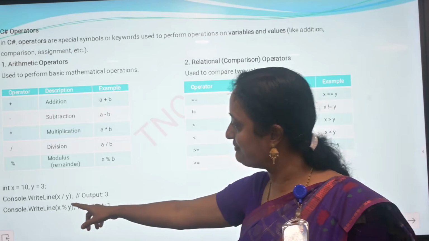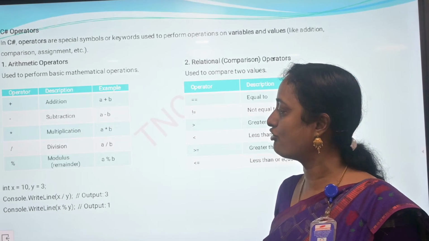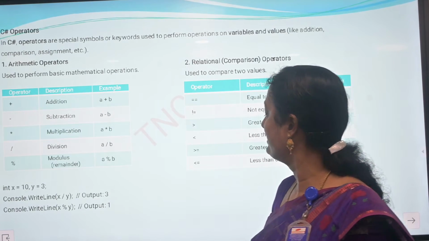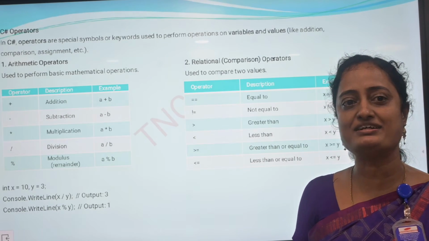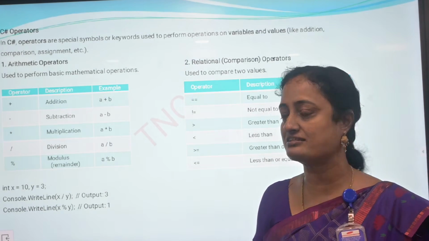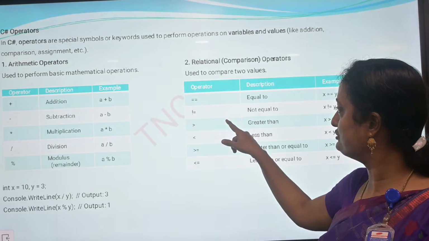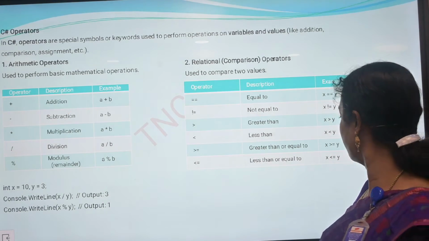Here x value is 10 divided by y value 3, so the remainder will be 1, and our output is also 1. Next we'll see about relational operators. Relational operators are used to compare two values. The operators available are equal to, not equal to, greater than, less than, greater than or equal to, and less than or equal to.